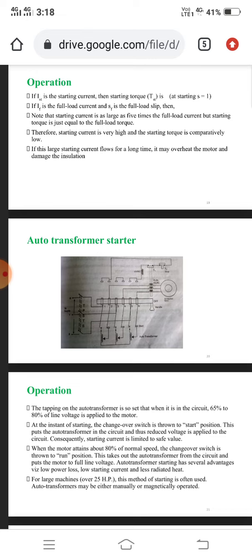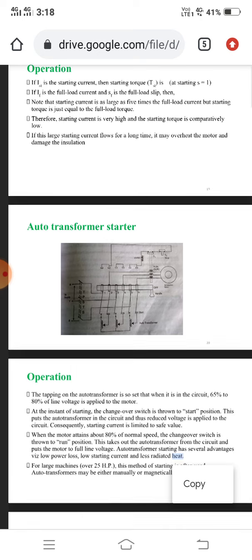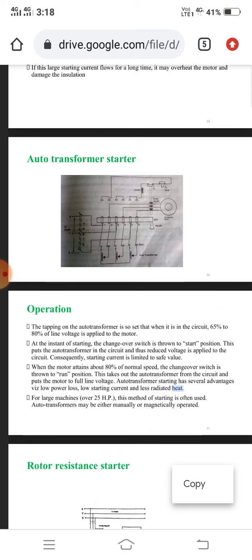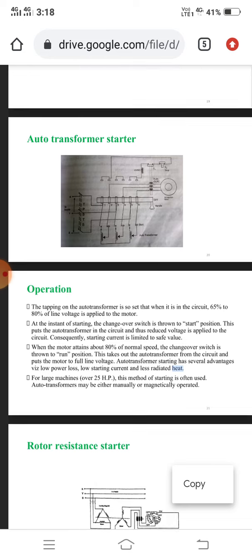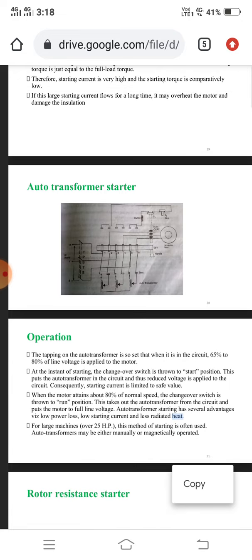At the instant of starting, the changeover switch is thrown to the start position. This puts the auto transformer in the circuit and reduced voltage is applied to the motor. Starting current is limited to a safe value. For large machines over 25 horsepower, this method of starting is often used. The auto transformer may be either manually or magnetically operated. This is the auto transformer starter explanation.